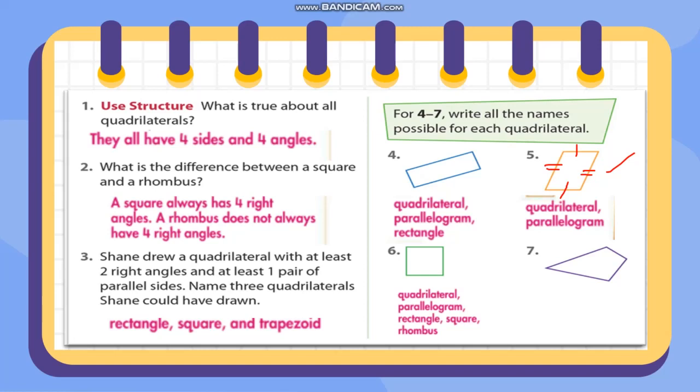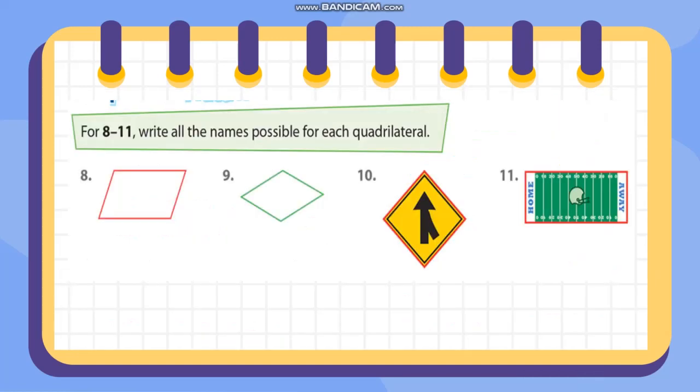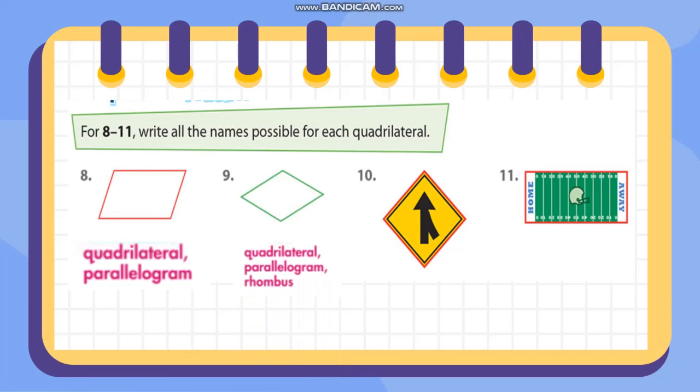This is what we call a kite. So kite is only a family of quadrilateral. Okay, next, write all the names possible for each quadrilateral. So number 8 is what we call a quadrilateral and parallelogram. Number 9 is a quadrilateral, a parallelogram, and a rhombus.